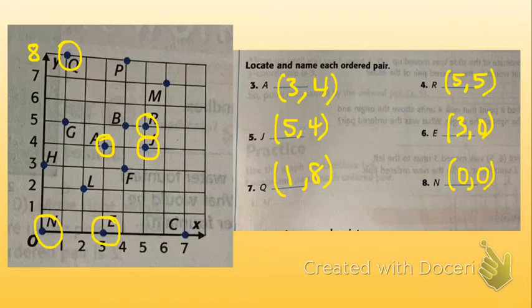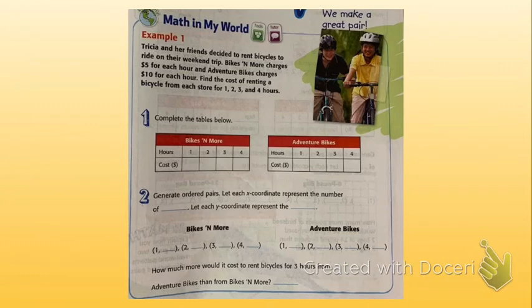Let's move along. All right, so now let's extend those ordered pairs that we just talked about into this example here. So it says Tricia and her friends decided to rent bikes to ride on a weekend trip. Bikes and More charges $5 for each hour, and Adventure Bikes charges $10 for each hour. Find the cost of renting a bicycle for each store for 1, 2, 3, 4 hours. So let's go ahead and take a look at this.